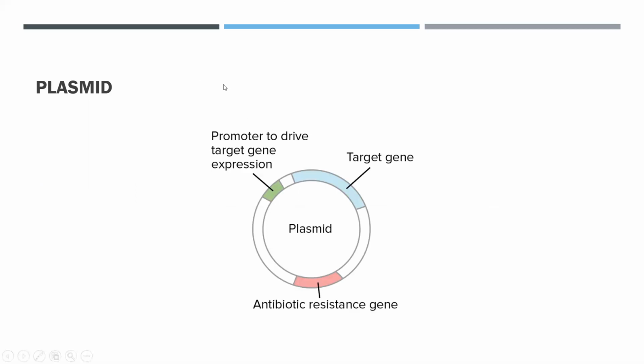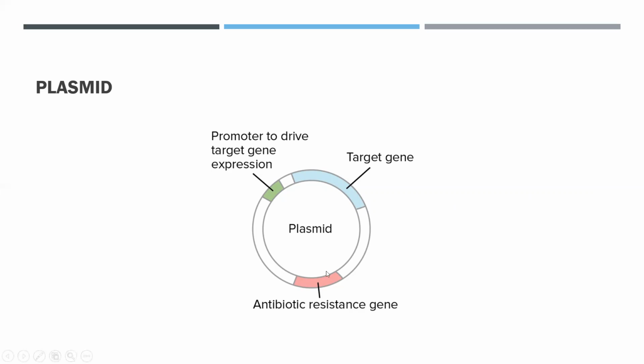Look at here, this is plasmid. Plasmids are extrachromosomal, double-stranded, circular, self-replicating DNA molecules. Circular means it is the round-shaped plasmid. Double-stranded means 2 strands. Extrachromosomal DNA means either inside or outside the nucleus of cells.